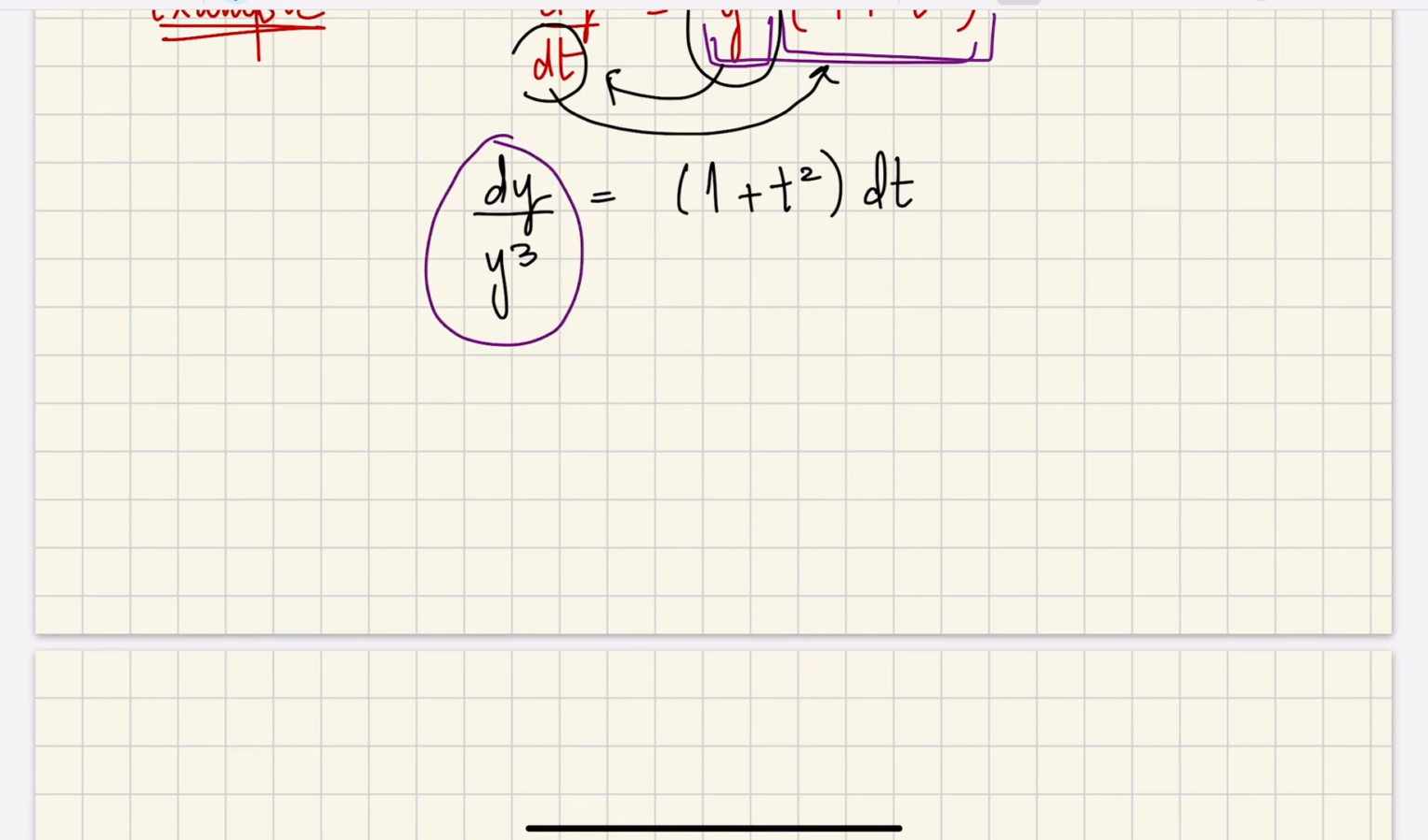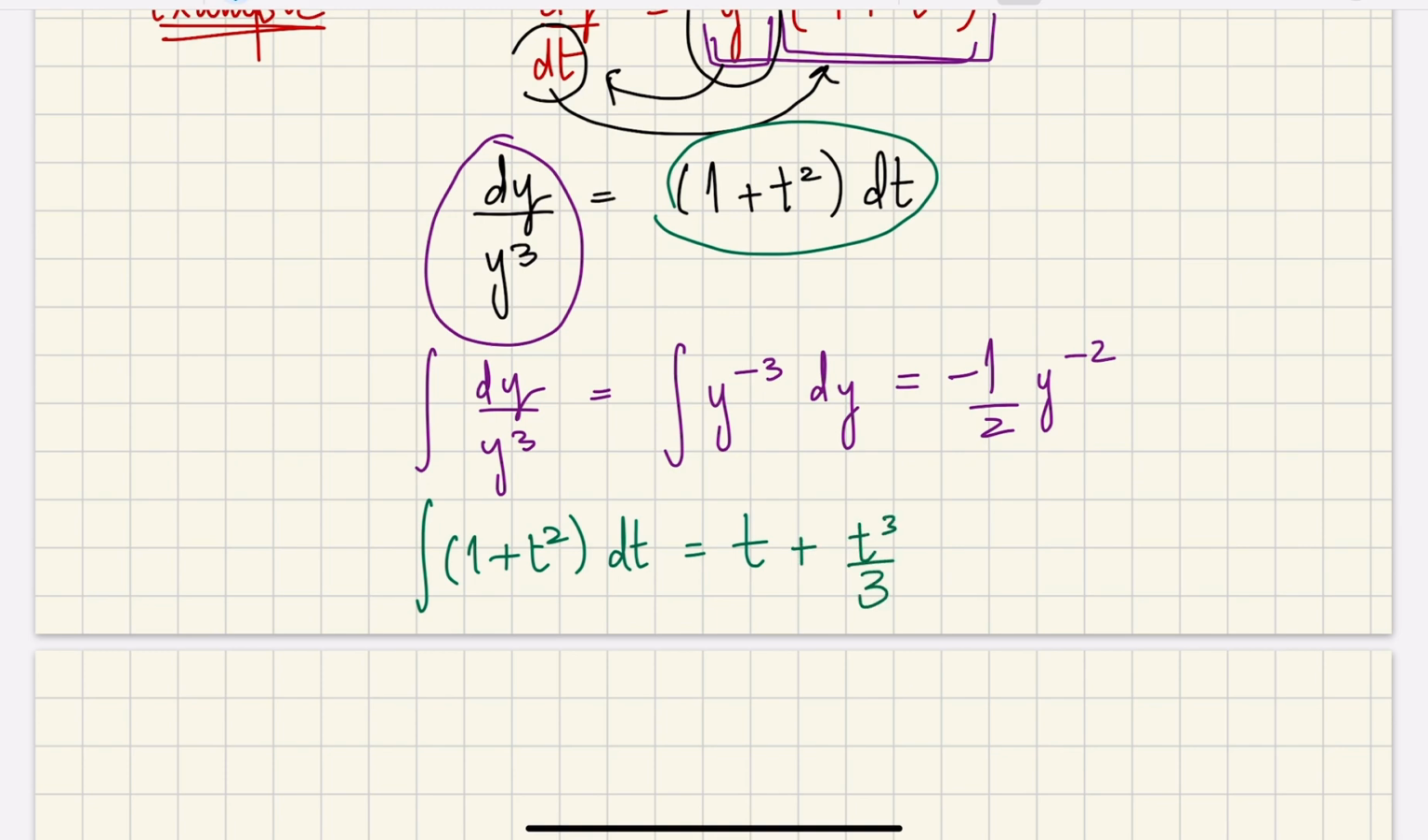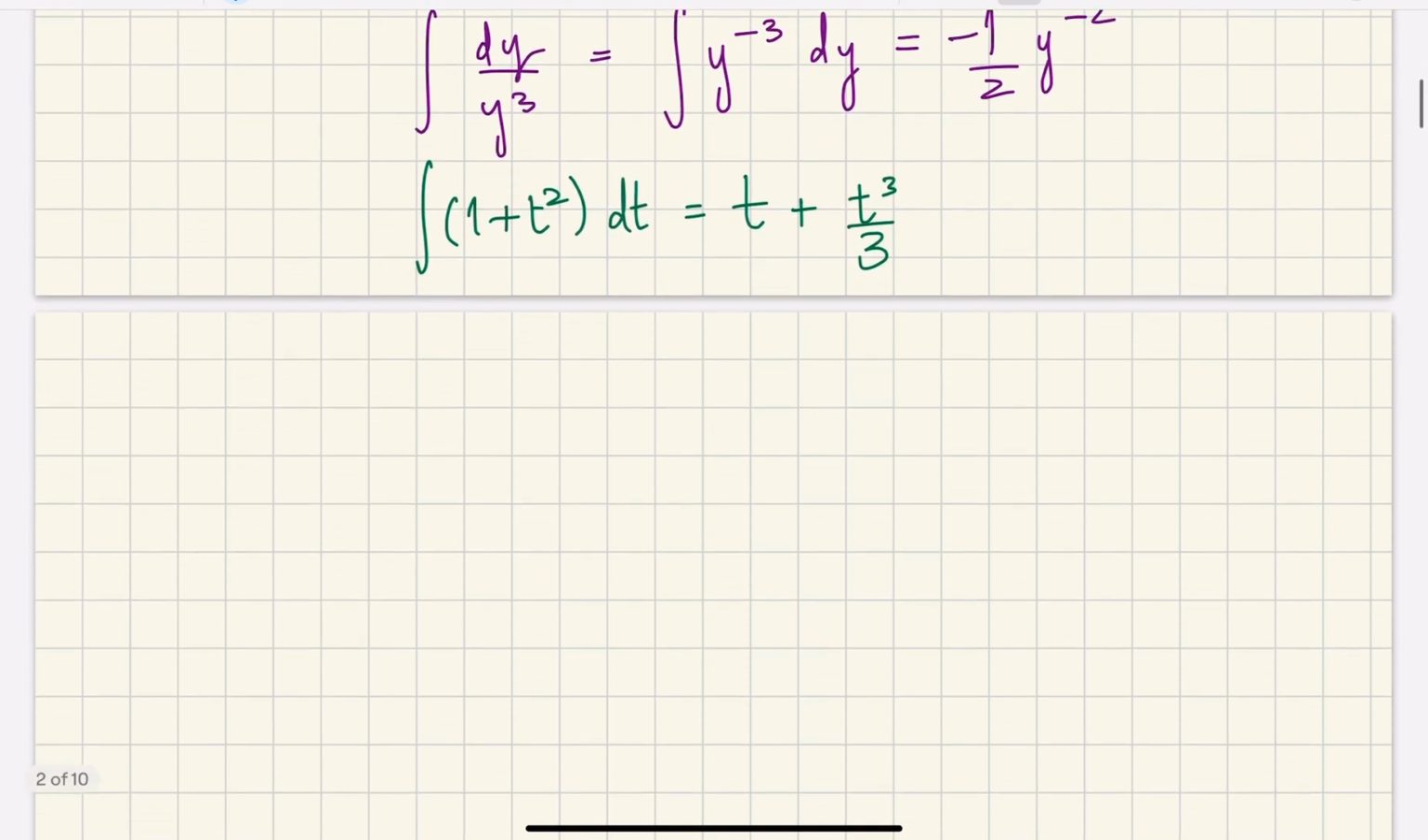So for this one, I have the integral of dy over y cubed, which is the same as the integral of y to the negative 3 dy, and this is negative 1 over 2 y to the negative 2. We will hold plus c for now. For this, we have the integral of 1 plus t squared times dt, and this is equal to t plus t cubed over 3. Put them together, as in equate them, and add a constant.